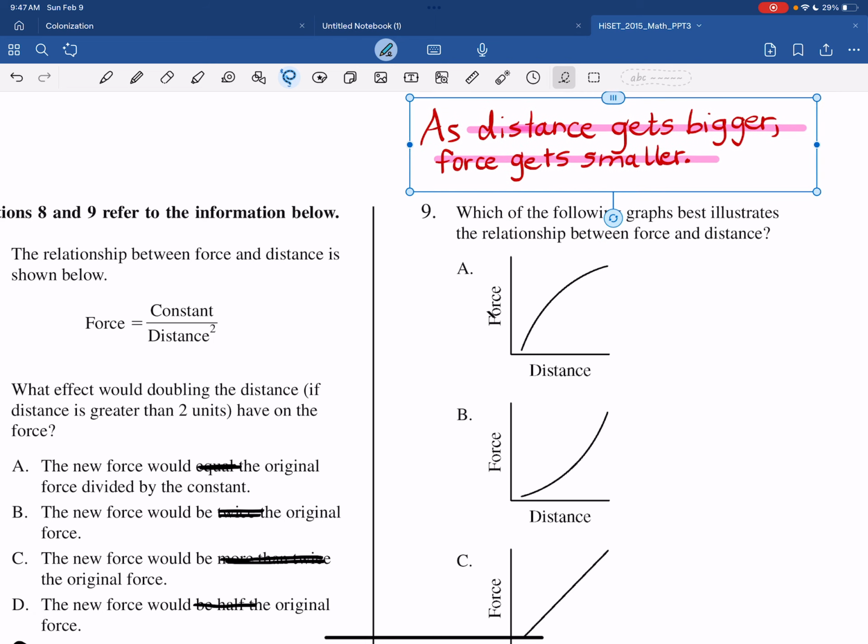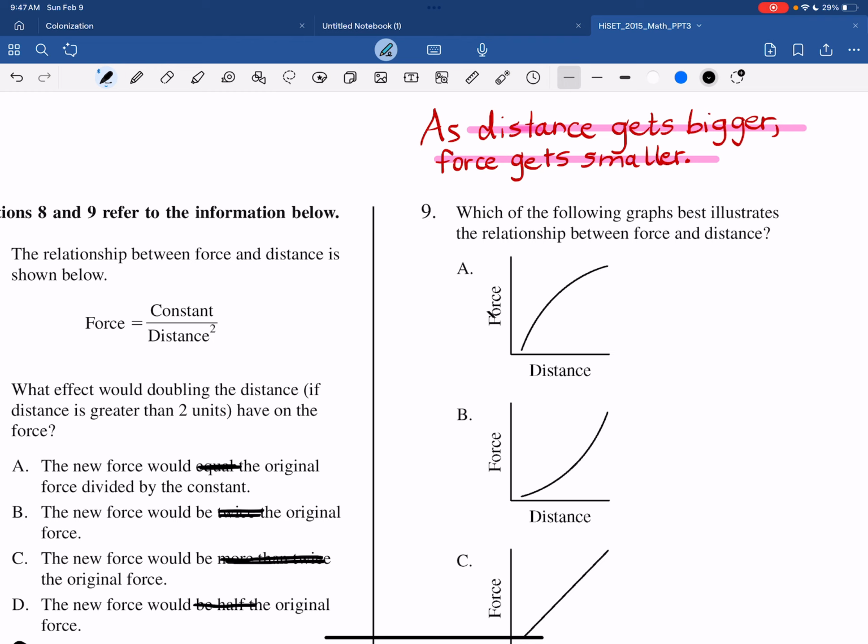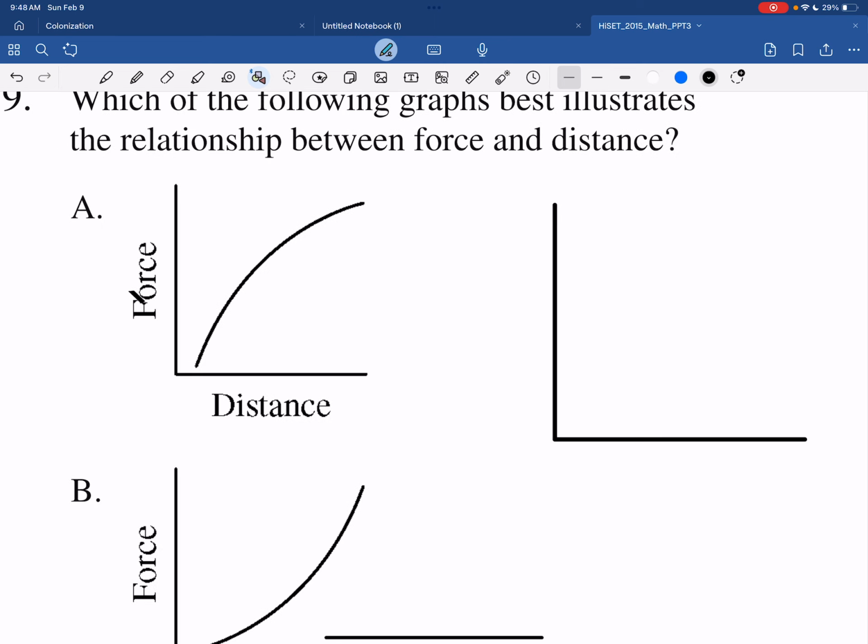They have given us 5 graphs to consider, and distance is plotted on the x-axis. Force is plotted on the y-axis. This is because distance is the thing we can control. It is the independent variable, and so it's sitting on the x-axis. If you look at just the general shape of this graph, let me draw a general shape. Let's make sure that we understand what's happening here.